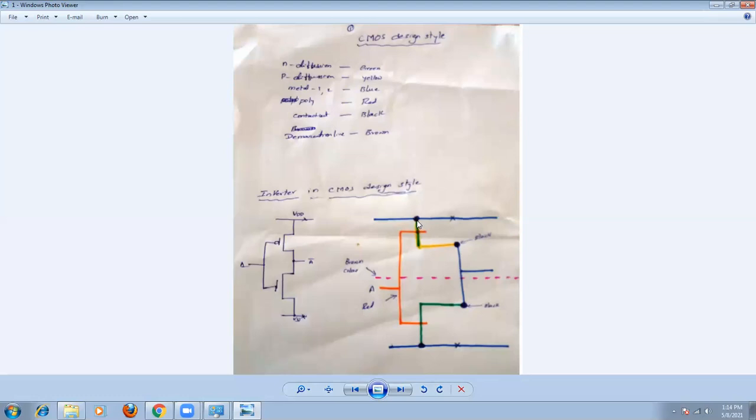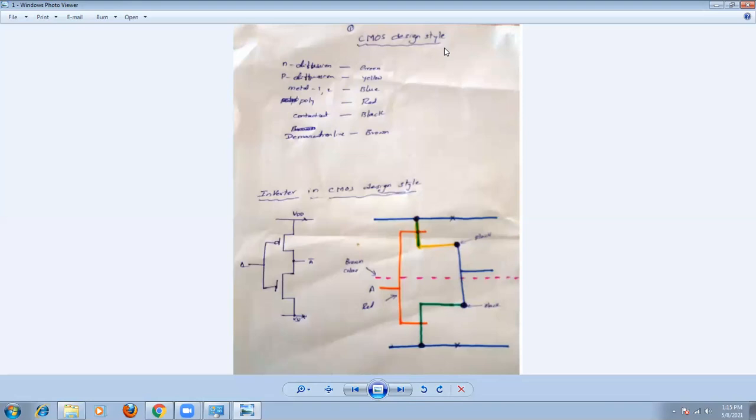This is the source of the P channel transistor. This is the drain of the P channel transistor. This will be connected to the drain of the N channel transistor, and the source of the N channel will be connected here. And this is the polysilicon. A transistor will form in this region, and a transistor is formed here also. So this is the main thing. Like this you can draw the CMOS design style.